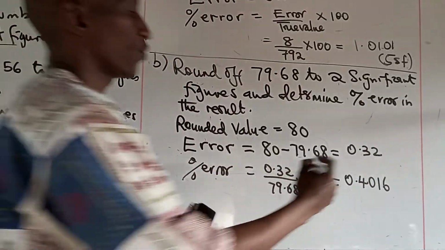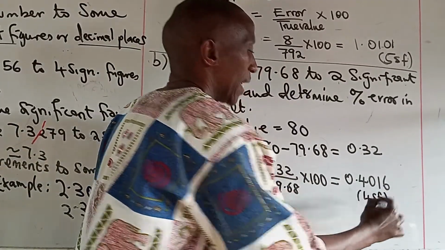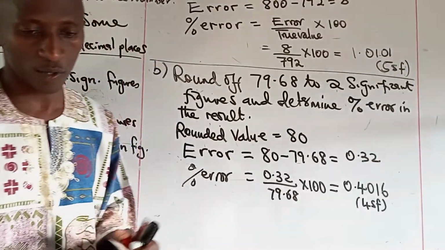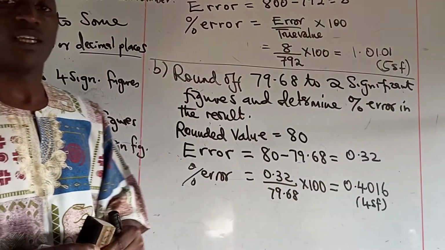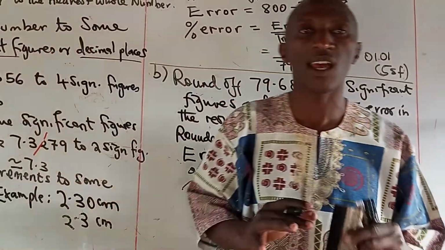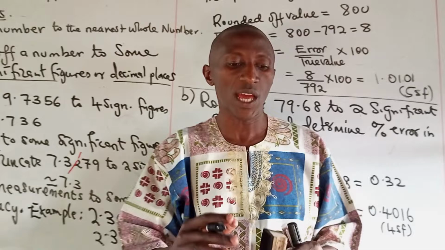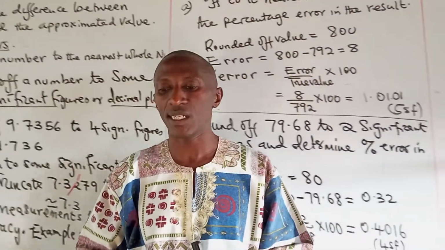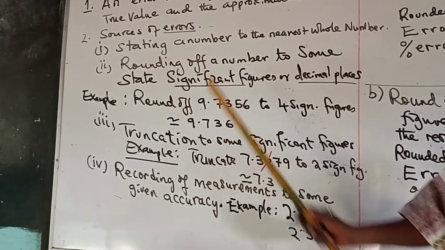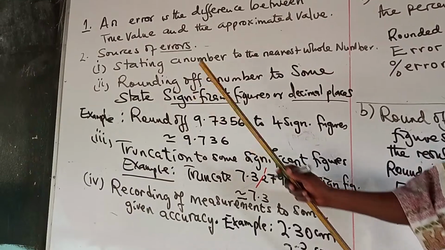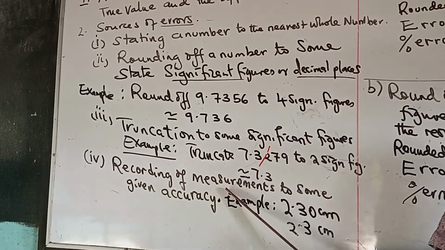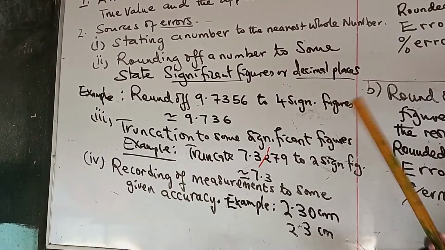0.40, and we are giving this to 4 significant figures as the acceptable minimum level of accuracy for our questions. Now, in part 2, although not for the entire topic, but for this lesson, we are going to look at a very important area, the fourth part in our definition here, that is when we have the source of error being measurements. Errors due to measurements.